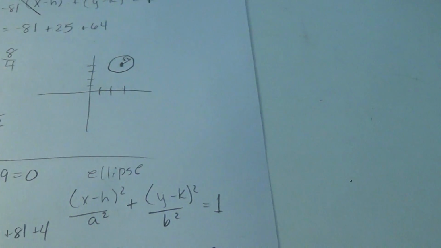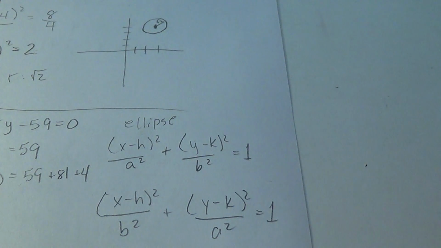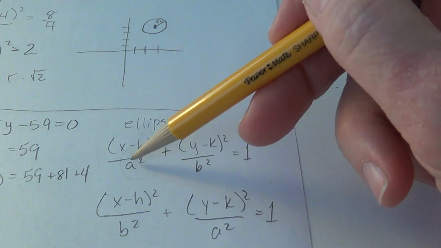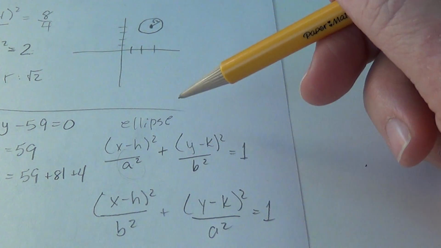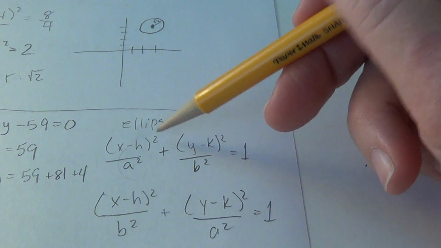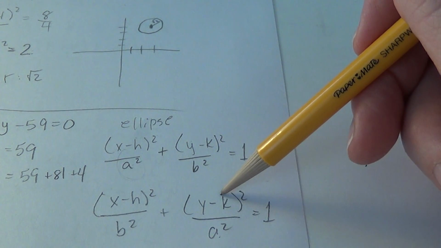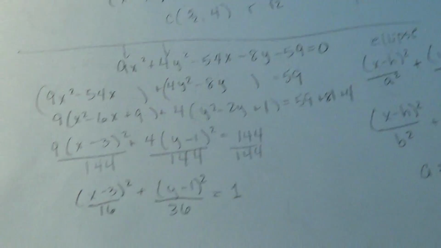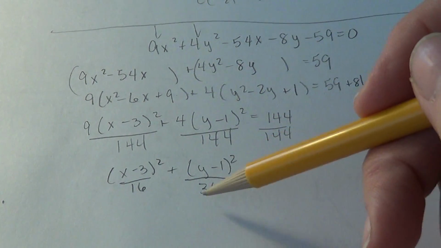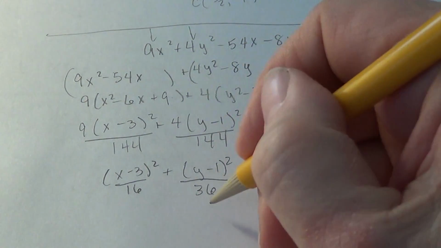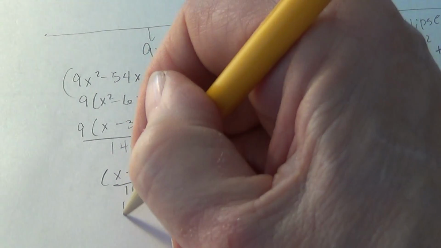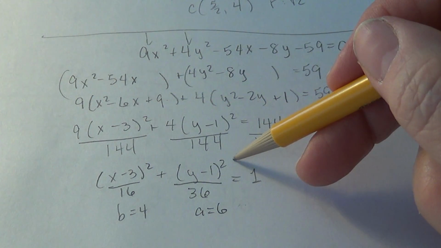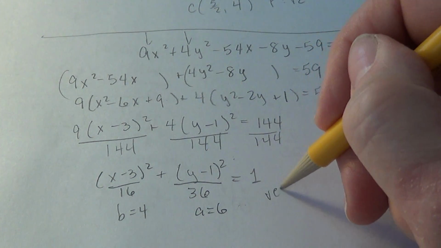All right, now we can tell whether we have a horizontal or vertical ellipse. When the larger value, which we call a, is under the x squared term, that is a horizontal. When the larger term is under the y squared term, it's a vertical. So what do we have? Well, we have the larger term, this is our a squared, so a is 6 and b is 4. So we have our a term under the y squared term. So this is a vertical.